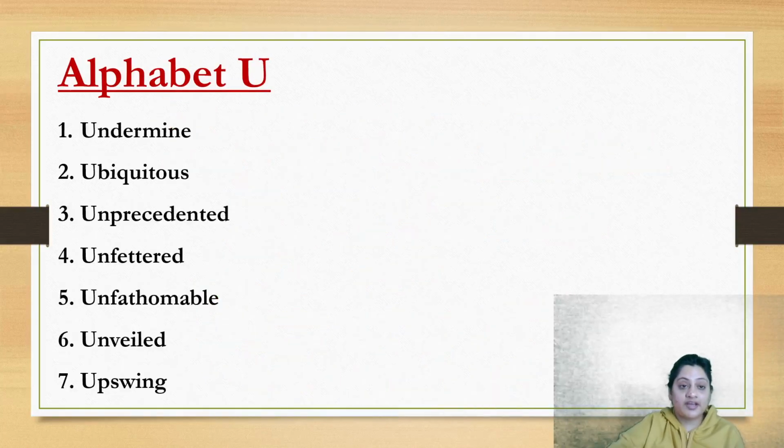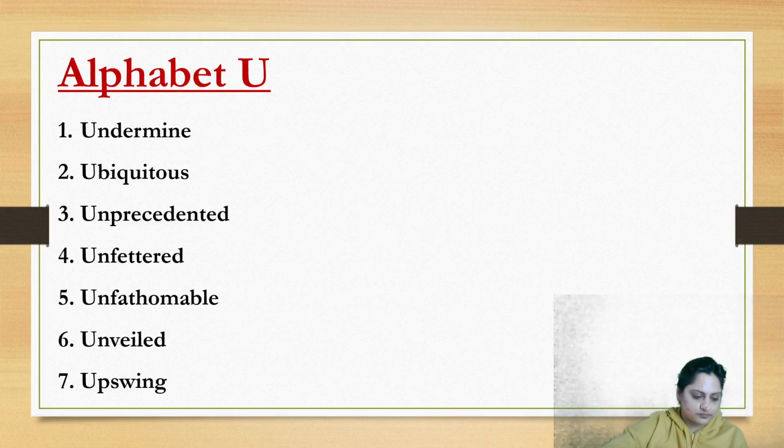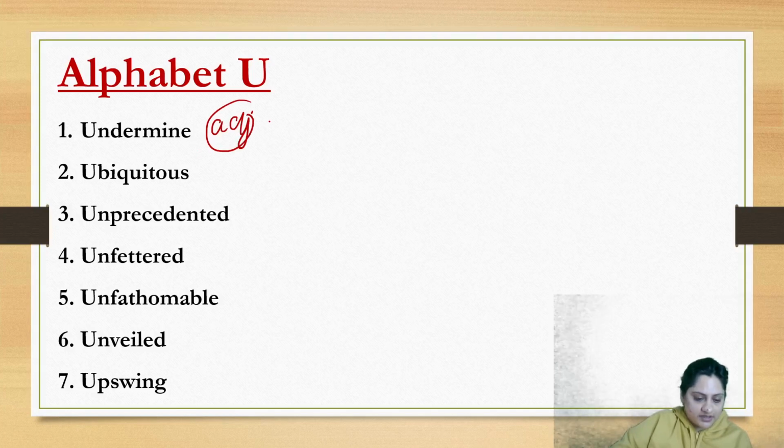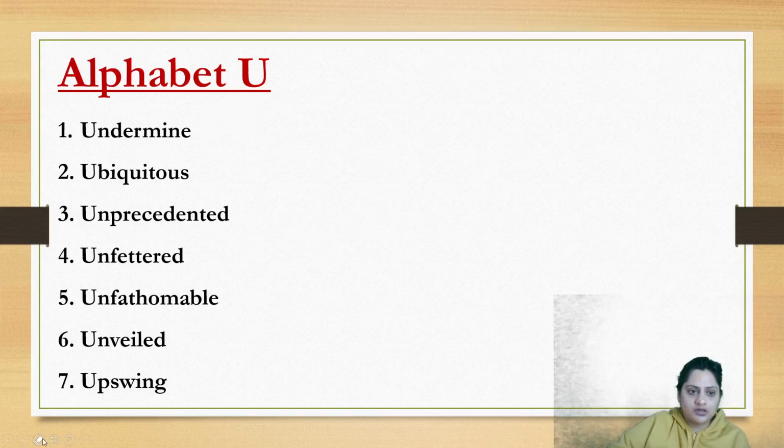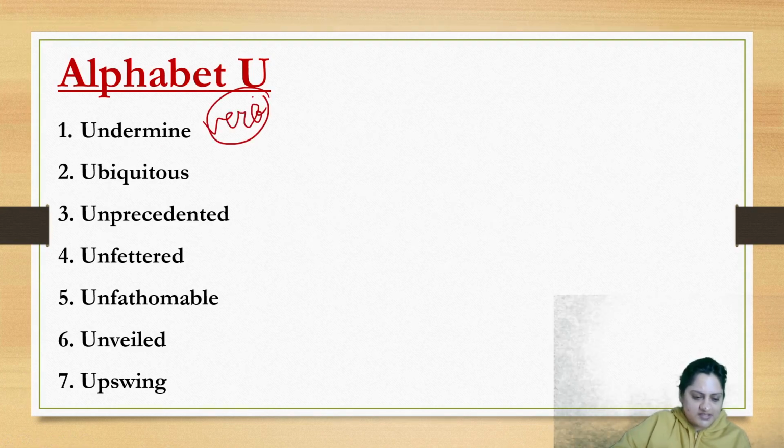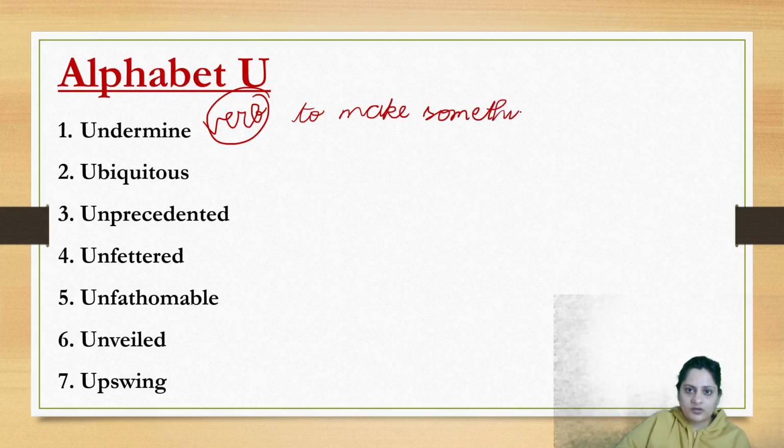Coming to your next important alphabet, which is U. Undermine the quality of something. Actually, it is basically used as a part of speech. General part of speech is verb. Undermine something. You undermine basically to make something weak gradually. Slowly and steadily you make it weak.